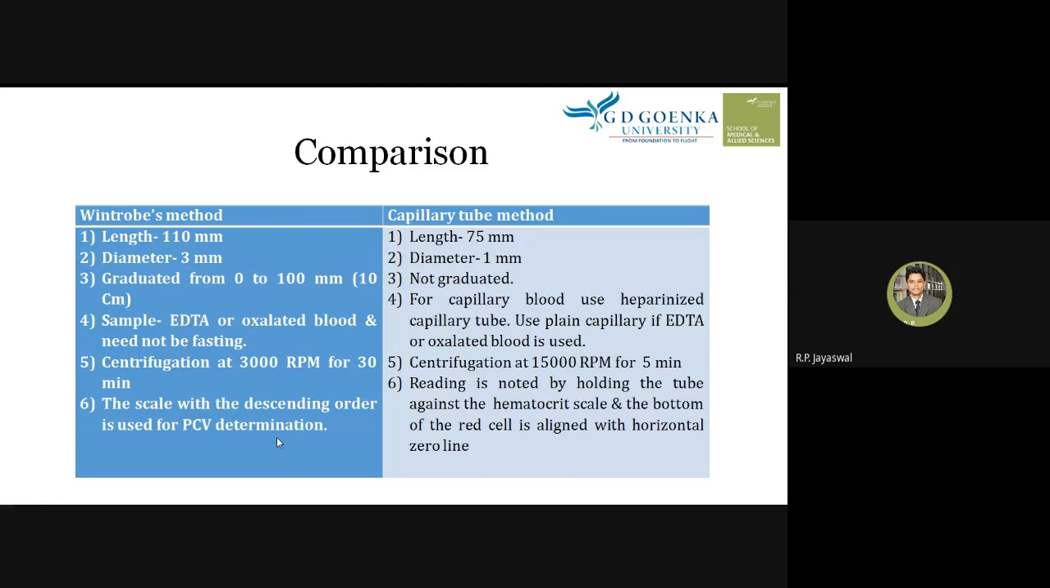Now this Wintrobe method has also become outdated, because we get these results with the help of an analyzer, which is available even in a medium-class lab. But when the analyzer is not working, we can perform the PCV by the manual method, the Wintrobe method. Now we have completed.